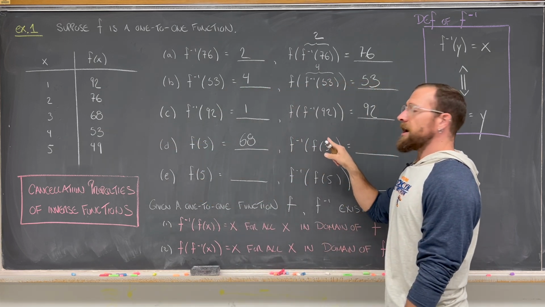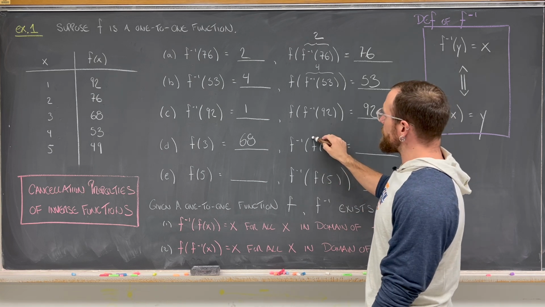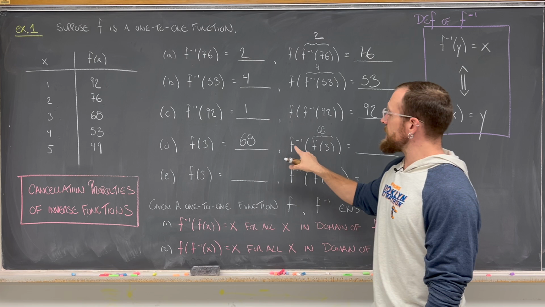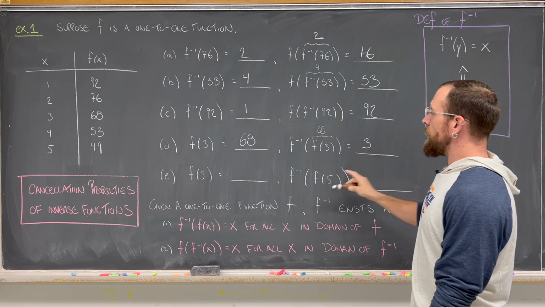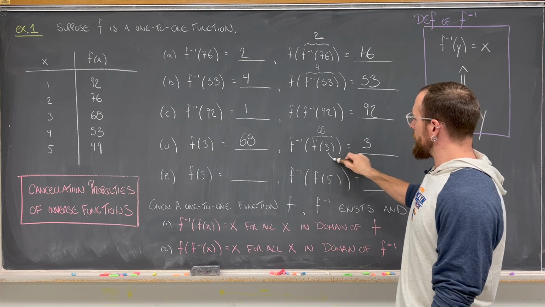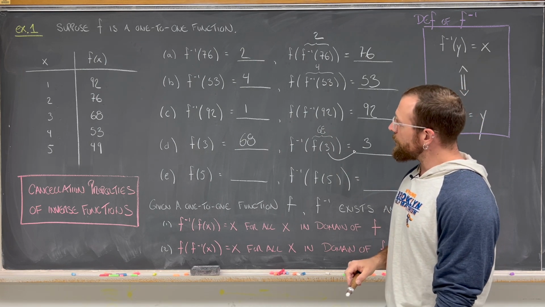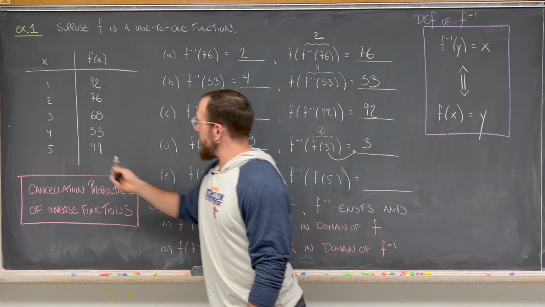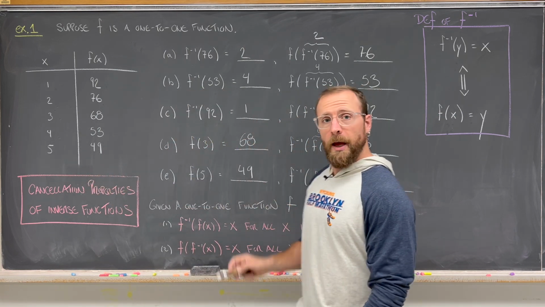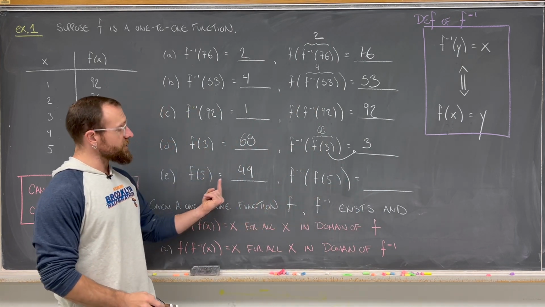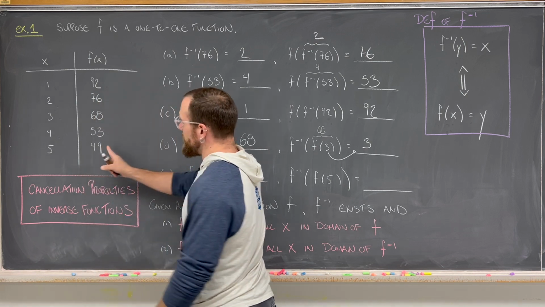What's f inverse of f of 3? Well, that's f inverse of 68. And since f of 3 is 68, I guess f inverse of 68 is 3. Once again, I'm composing f and f inverse and getting right back the original input that I started with. Okay, one last example. f of 5 is what? f of 5 is 49. So f inverse of f of 5 would be f inverse of 49, which would be 5.